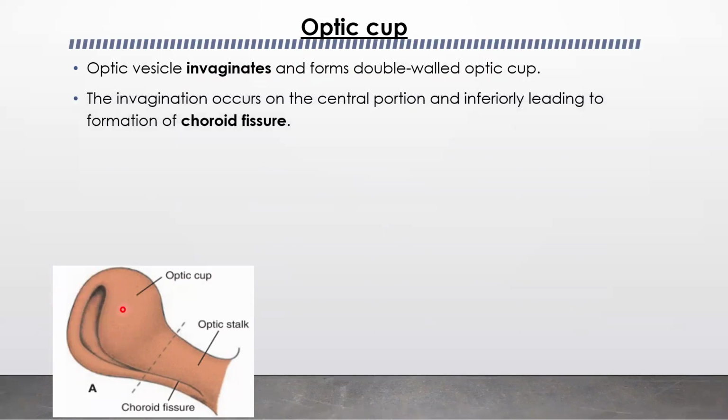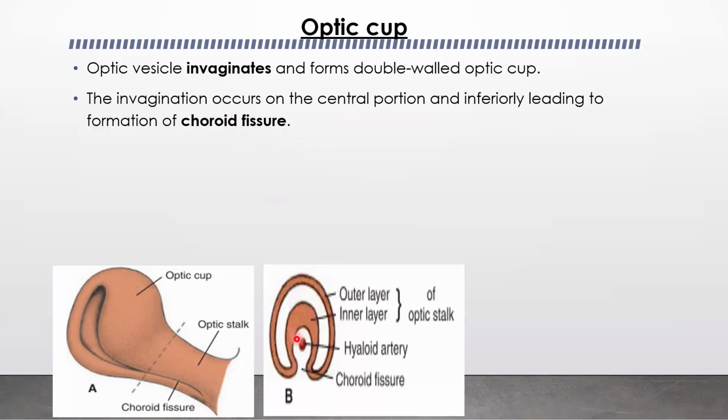On the inferior aspect and the central portion is where the invagination occurs, leading to formation of a choroid fissure. Given that the invagination was happening inferiorly and then centrally, that's the position of the choroid fissure, as you can see here. In a transverse cross-section of the optic vesicle, you have an outer layer, an inner layer, and a hyaloid artery at the center. This hyaloid artery is housed by the choroid fissure, which houses the hyaloid artery that supplies the developing optic cup.